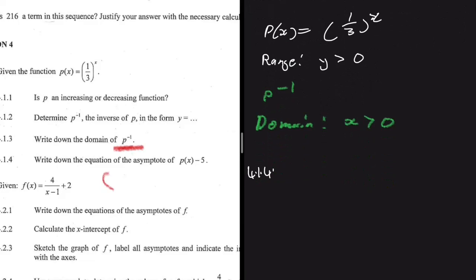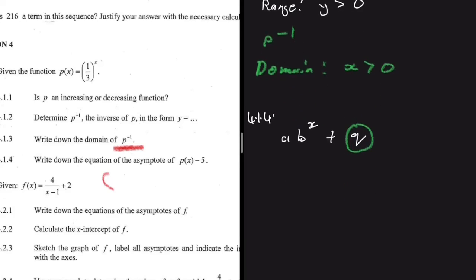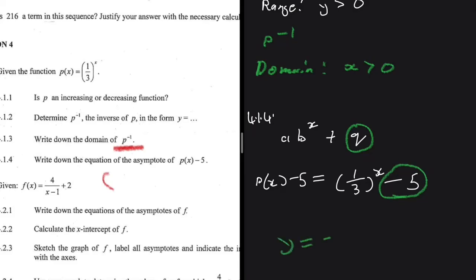4.1.4, write down the equation of the asymptote of p of x minus 5. So for any exponential function in the form a b to the x plus q, this q here will always be your asymptote, right? So let's go ahead and see what we're going to have for p of x minus 5. This will be equals to 1 divided by 3 to the power x minus 5. It's easy to see that in this function, our q is actually minus 5. So our asymptote is that y is equals to minus 5.